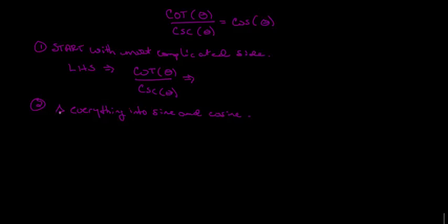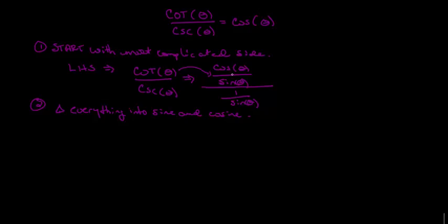This triangle right here, that means change. So cotangent, we know, is cosine over sine. So that's this thing. Now we're dividing that whole thing by cosecant, which is 1 over sine.